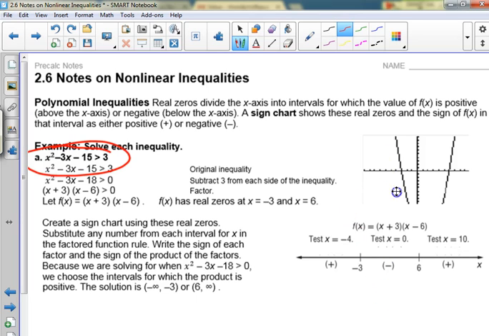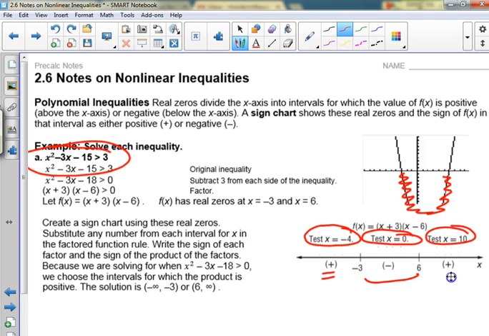Then, if you want a graph, you could picture the graph or look at the graph on your calculator and see that the values are below the x-axis in between these right here. Otherwise, you can go to your table. What they did is they looked at the value at -4 and it was positive. They looked at the value at 0 and it was negative. And they looked at the value at 10 and it was positive.